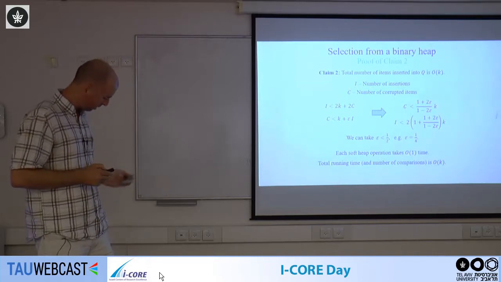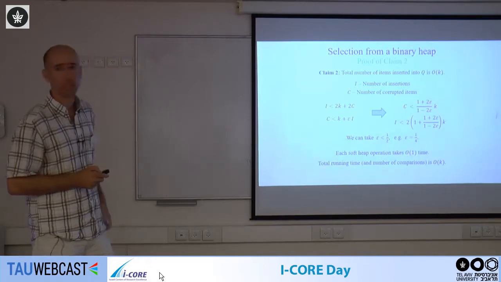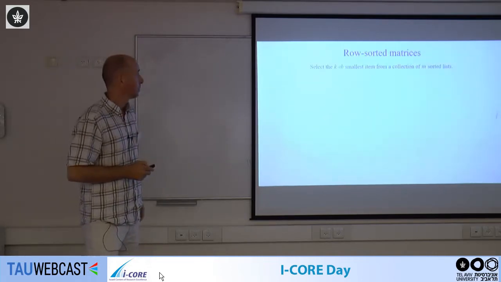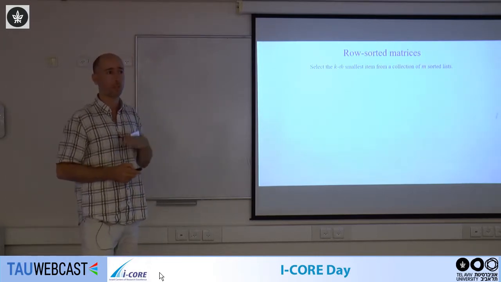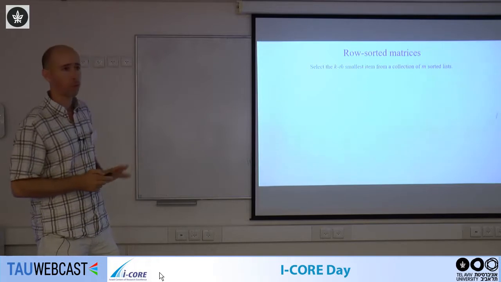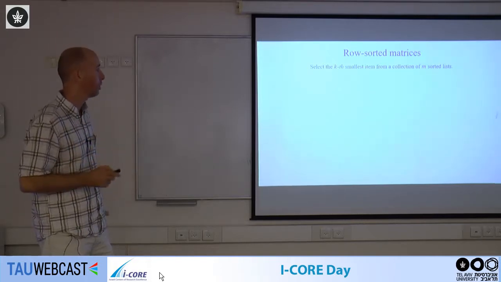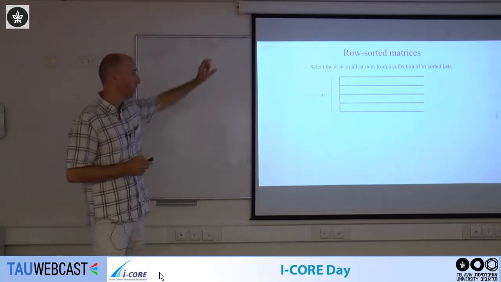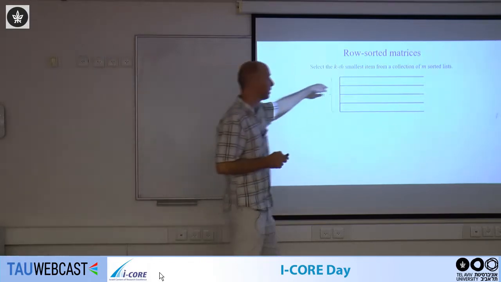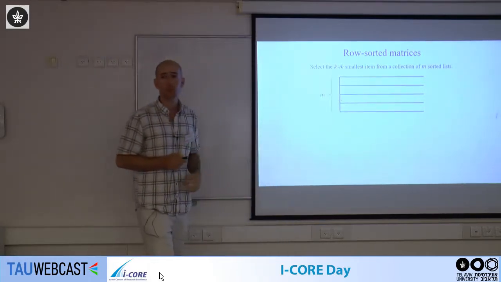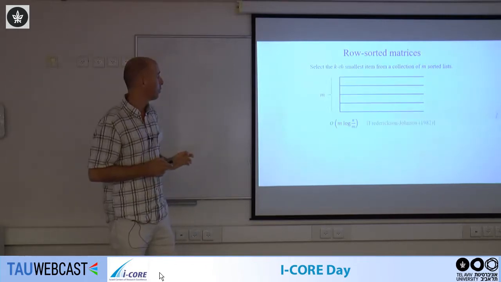And now I'll move to the second example, which was a collection of sorted lists, or otherwise saying a row sorted matrix. So this is now a totally new problem. We have a collection of m lists, here shown as rows, and they are sorted in increasing order. So we want to find the kth smallest among these.